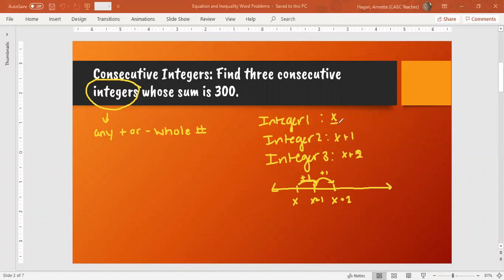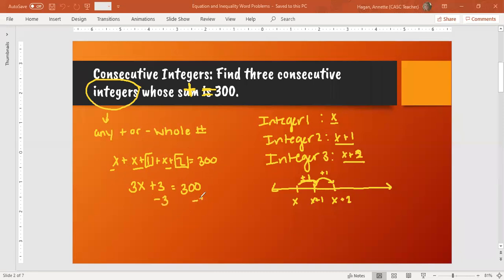We have our first integer is x, our second is 1 more than x, our third is 2 more than x. And we know their sum is 300. So we know sum in math, we translate that to addition, and we translate to equals. So we know that x plus x plus 1 plus x plus 2 equals 300. So we're going to solve this by combining like terms. I have 3x, and I have 1, and I have 2. So plus 3 equals 300.